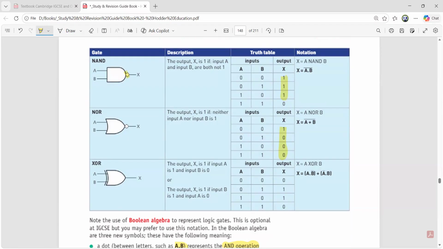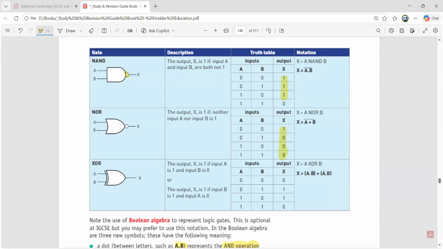You can even say it just for your own self. If inputs are opposites, the result is a 1. Same inputs, the result is a 0. Opposite inputs, the result is a 1. Very, very simple. I mean, that will not make your life difficult at all. If you remember, opposites are 1, same is a 0.